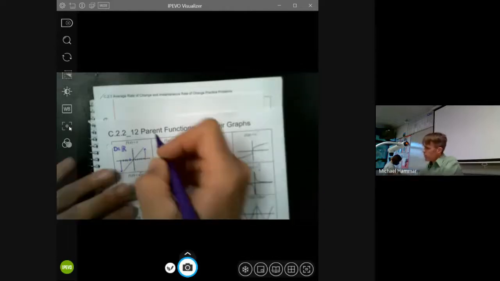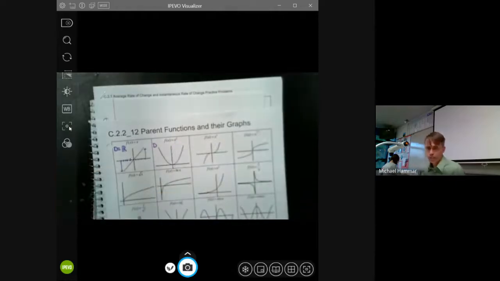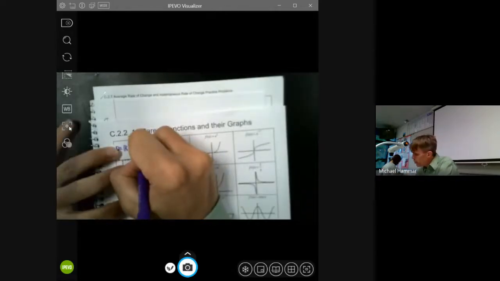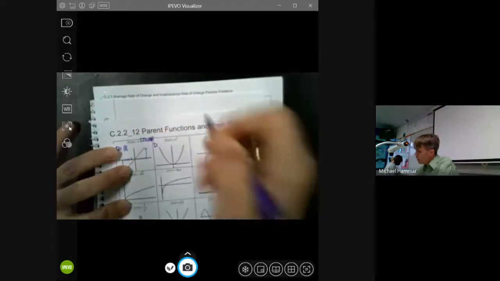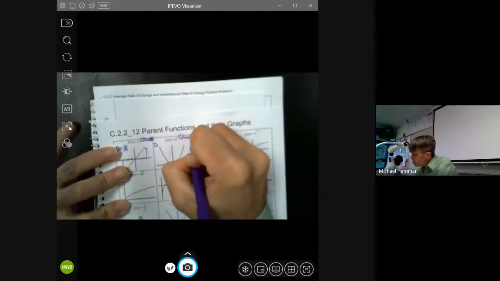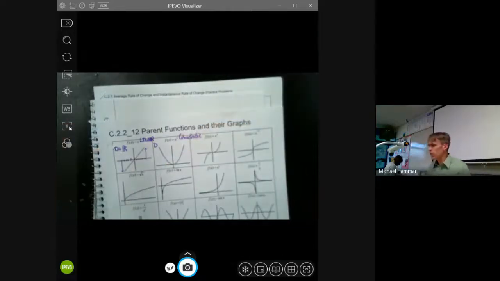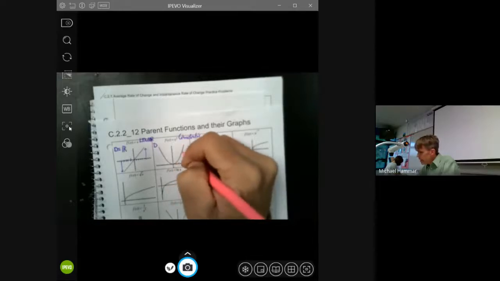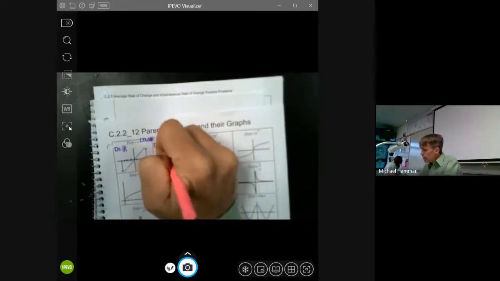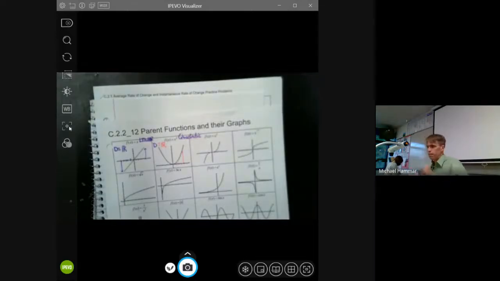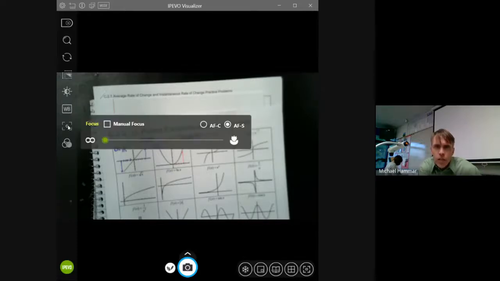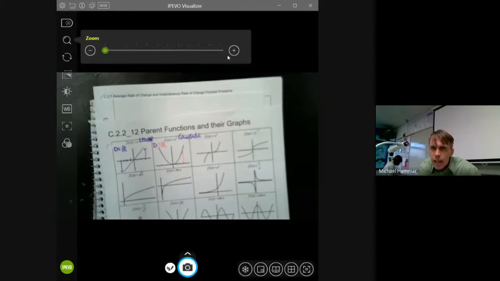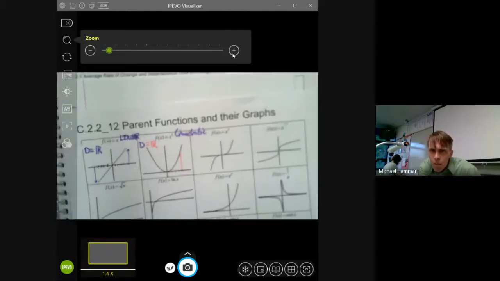Okay, so we use that double-legged R to represent all reals. So let's look at the next one. This is a quadratic. So if you remember, this is linear. This one is a quadratic. And also, if you look at it, its domain, again, is as you go this way, every x value has a y value. So its domain is also all reals. So we're going to keep going through, and we're going to look at all of these different things. I'm going to zoom in a little bit just to help you see that. There we go. So these are the functions that we're working with.